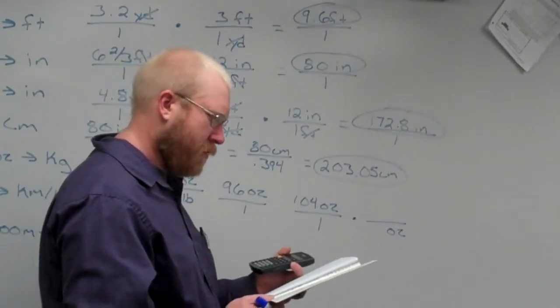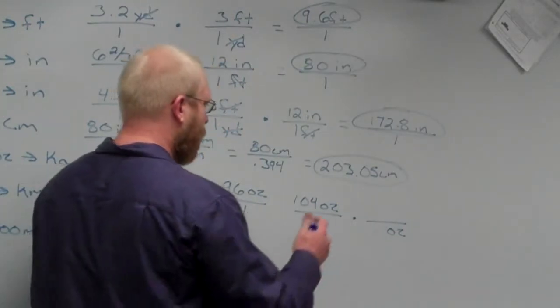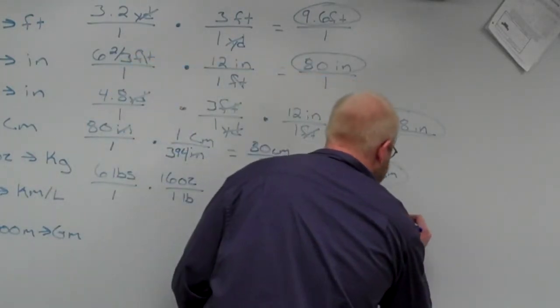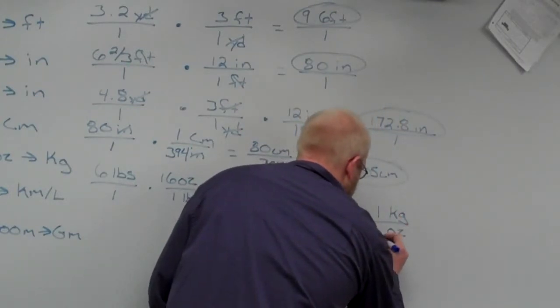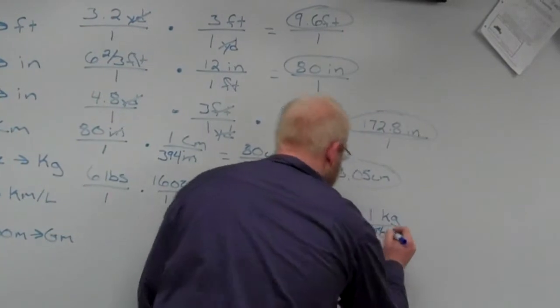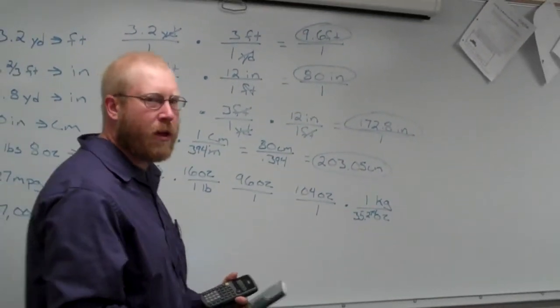It's 35 point something ounces in a kilogram, okay? So, what's that number again? 35.274 ounces. So, 35.274 ounces in a kilogram.